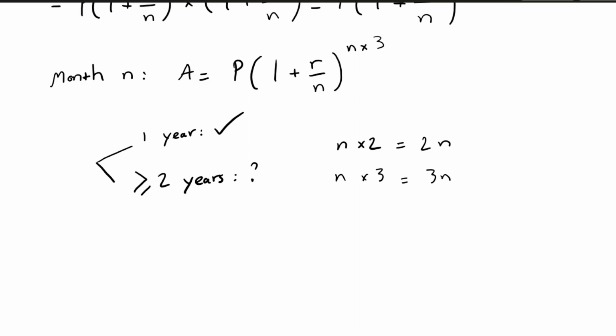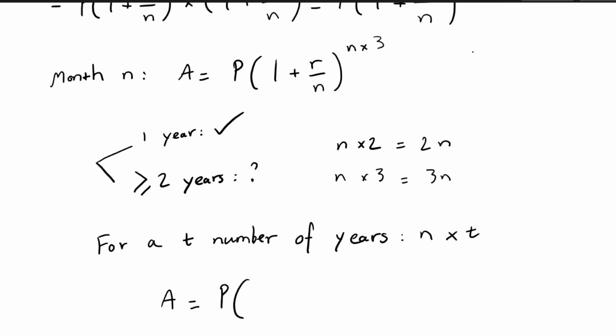And then if it keeps going for a T number of years, the formula would turn out that you would multiply N with whatever that T is, and your formula would be A equals P, bracket 1 plus R over N, to the power of N times T. And that's how we got the formula.